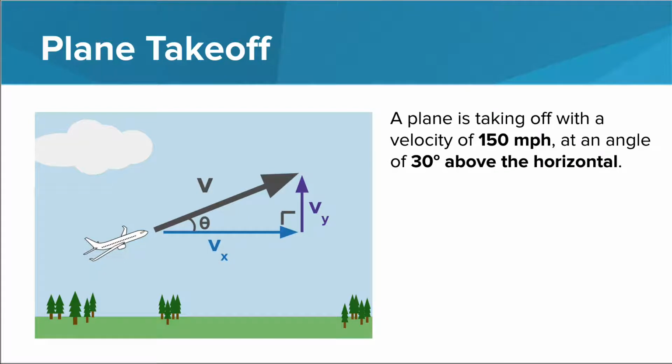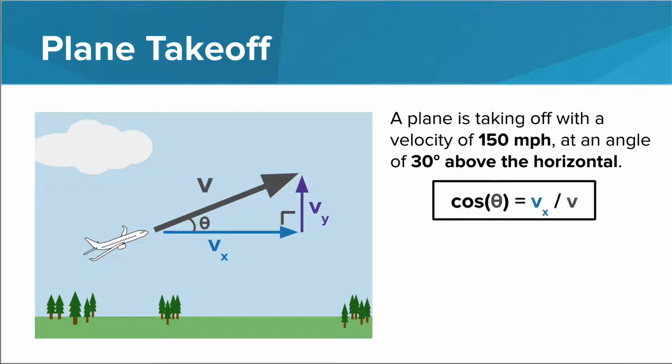Let's start with Vx, the x component of the velocity. It's adjacent to the angle theta, meaning next to it. So we'll use cosine theta to relate it to our velocity, which is the hypotenuse. As you know, cosine theta is equal to the adjacent Vx over the hypotenuse v. If we solve for Vx, we get Vx equals v times cosine theta.